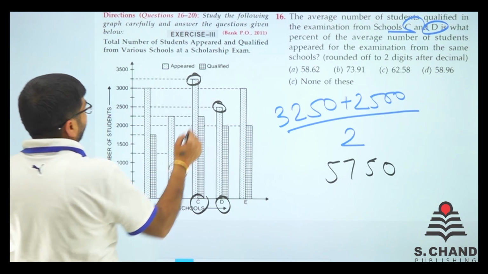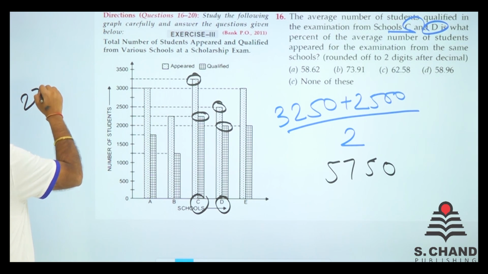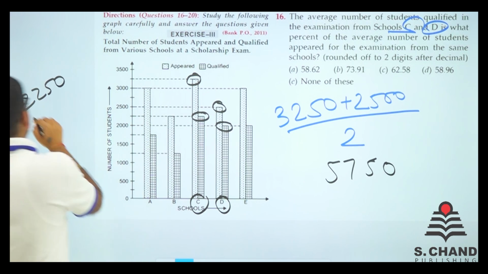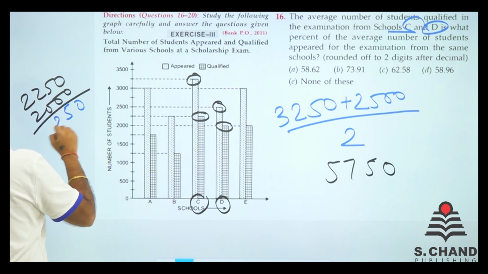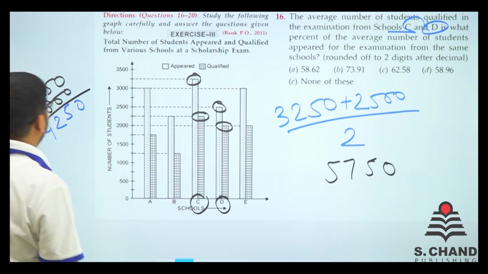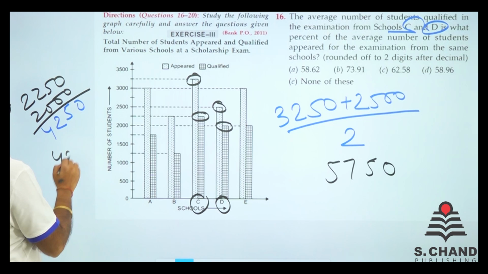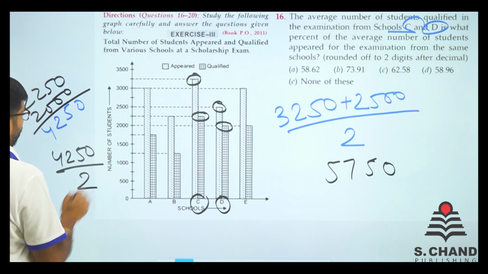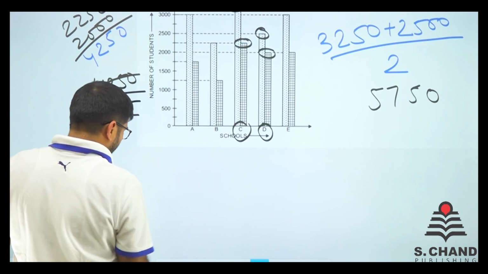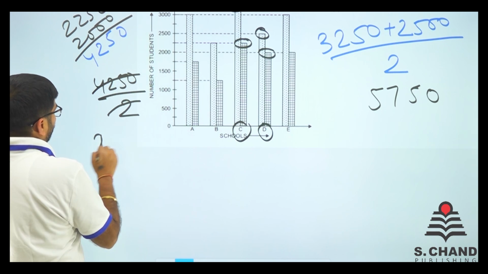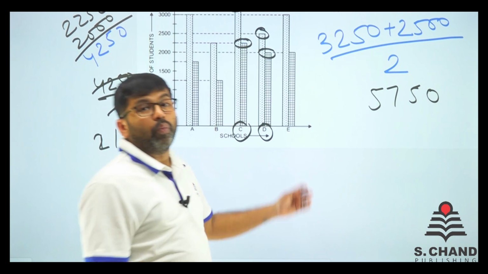Now how many of them qualified? This and this. So this number is 2250 and this number is 2000. So we have got 4250. Now the average: 4250 divided by 2. So this is the average number of students passed from these two schools, right? So it's 2 into 2, then 1, then 25. So 2125. Now what is asked?